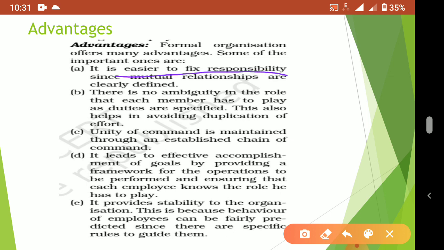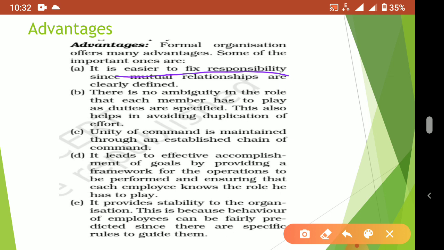Now you know who is your superior, who is your subordinate. So when you assign a work to an employee, you know very well that I have to ask that particular person, and he also knows that I have to report back to this particular officer.